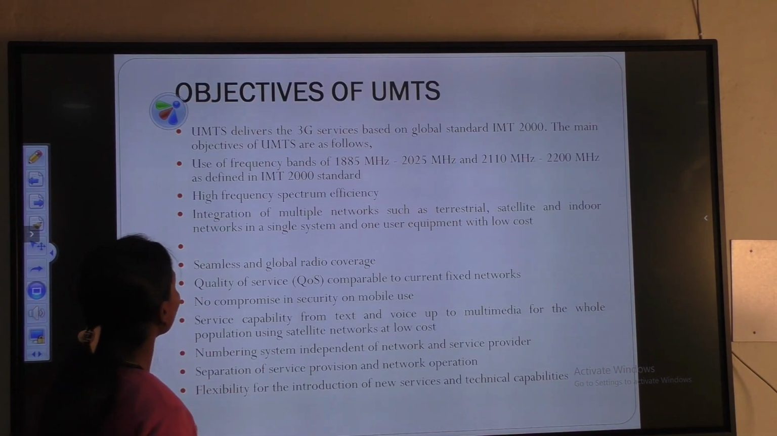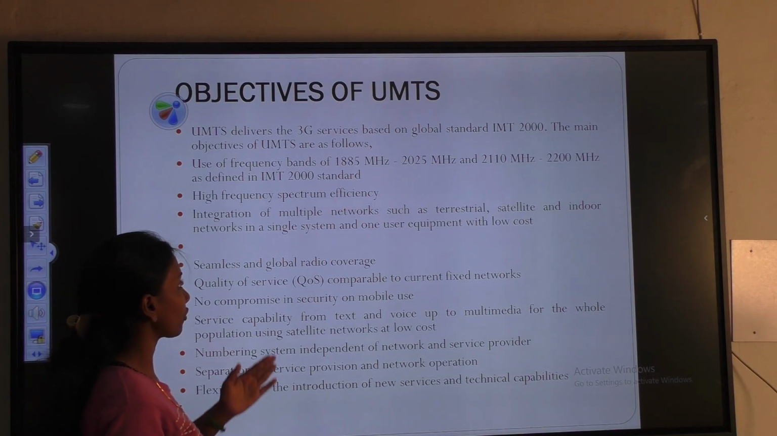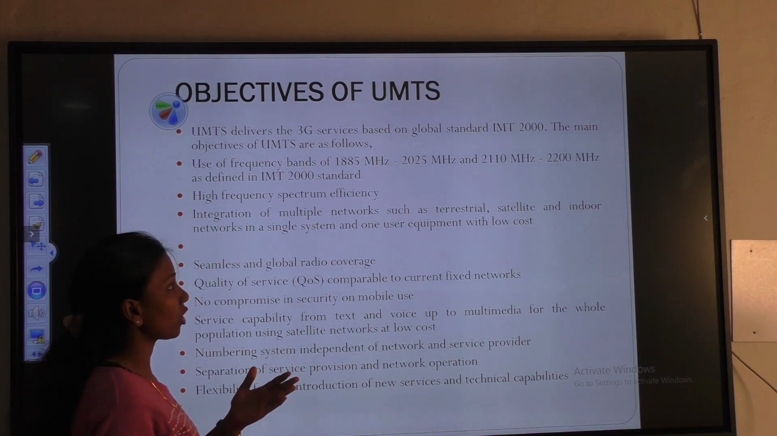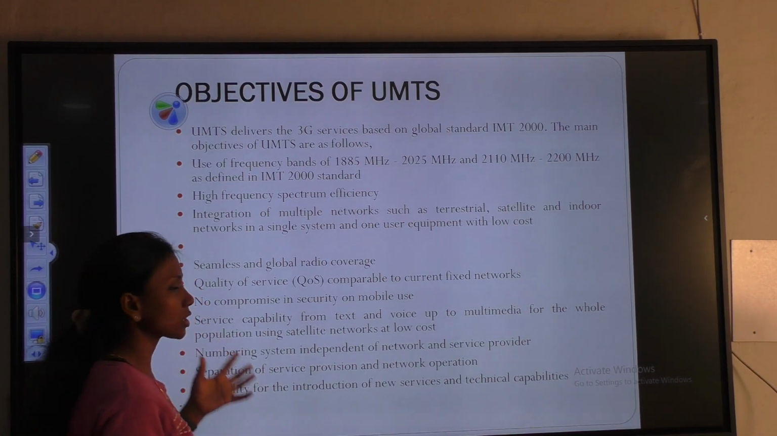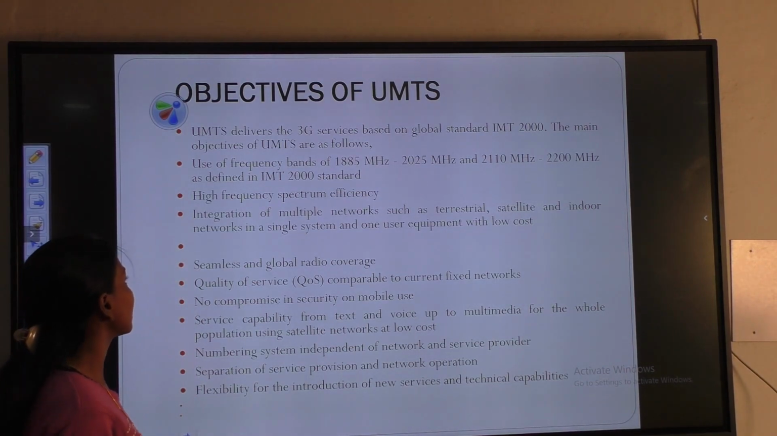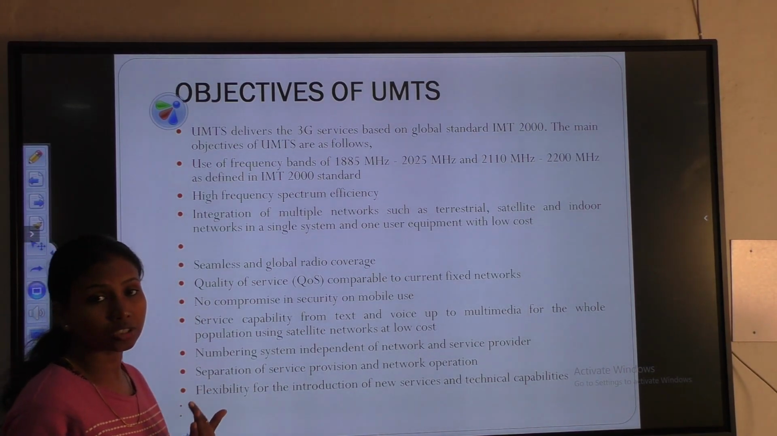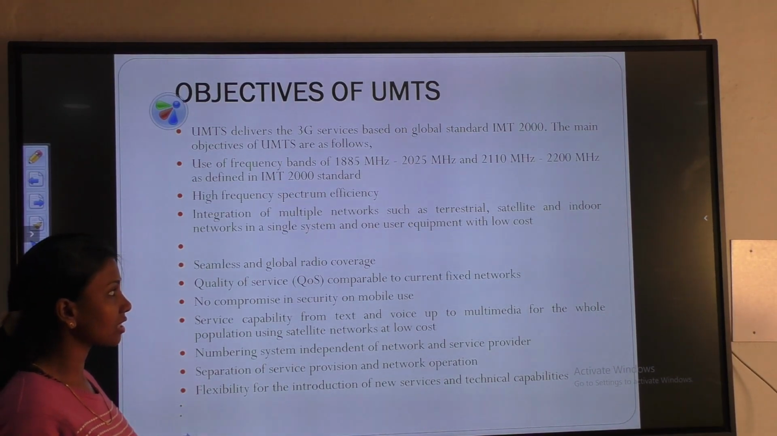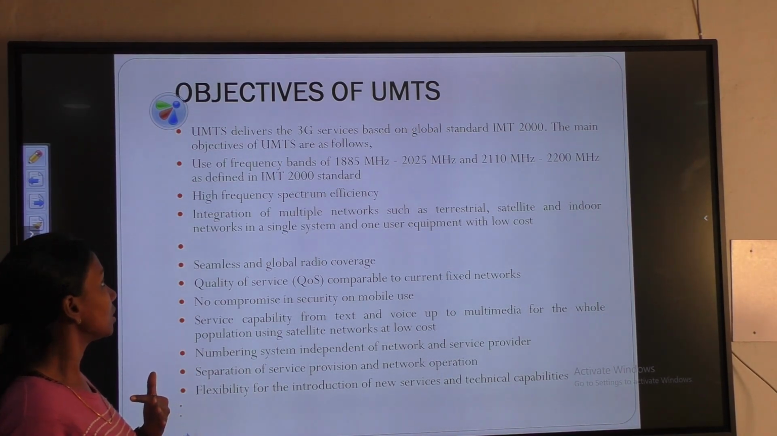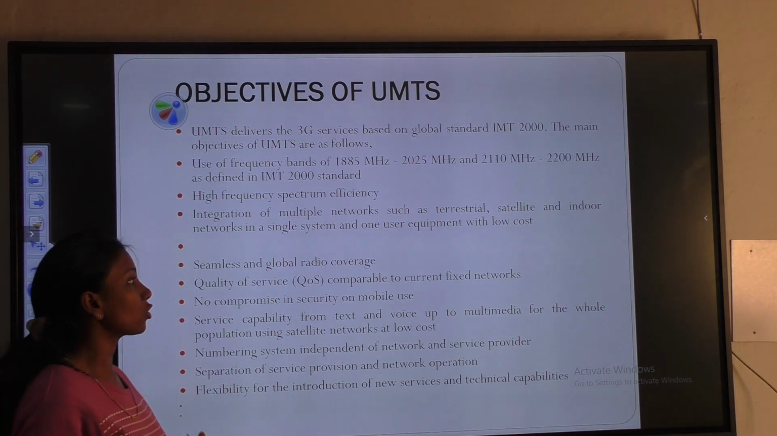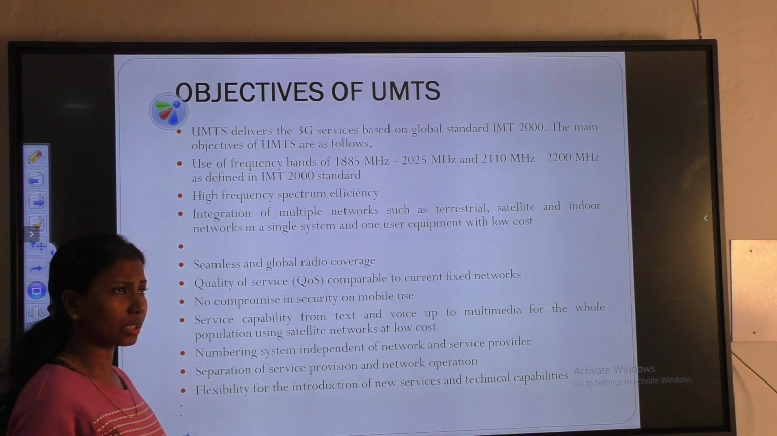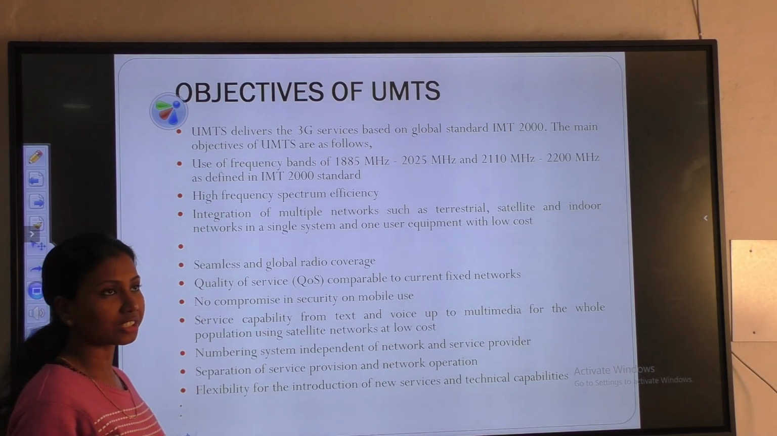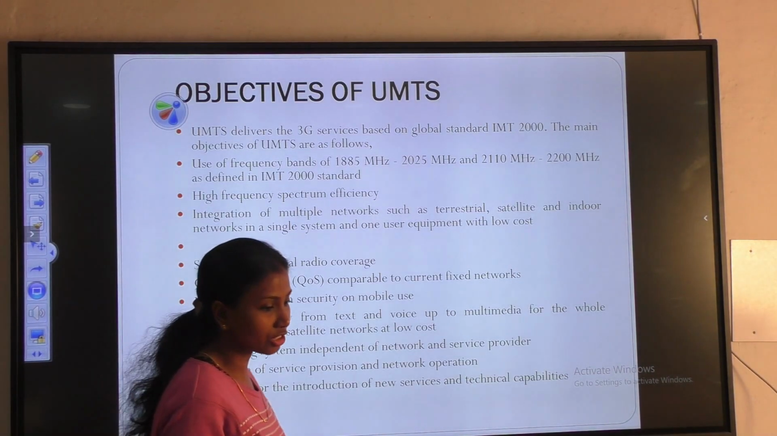Without delay, we will see the objectives: use of frequency bands of 1885 MHz to 2025 MHz and 2110 MHz to 2200 MHz as defined in the IMT 2000 standards. It also supports high frequency spectrum facilities, and integration of multiple networks such as terrestrial networks and satellite communications, whether outdoor or indoor, in a single system, and one user equipment with low cost. User equipment is nothing but the mobile device you use whenever you are accessing the services.